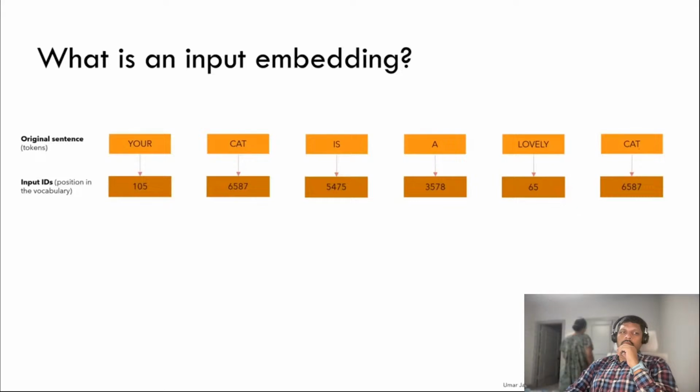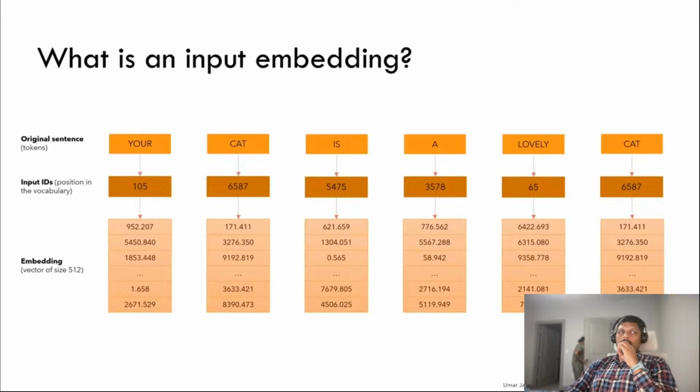It gets the same number as this cat here because they occupy the same position in the vocabulary. We take these numbers, which are called input IDs, and we map them into a vector of size 512. This vector is made of 512 numbers, and we always map the same word to always the same embedding. However, this embedding is not fixed.